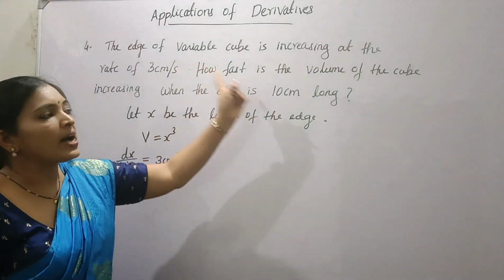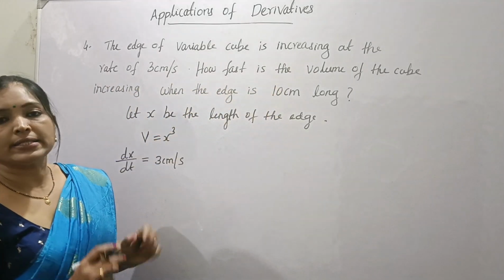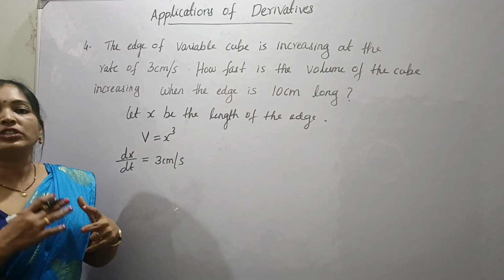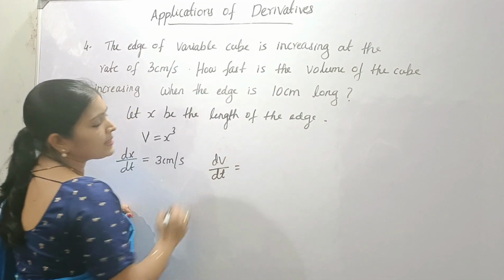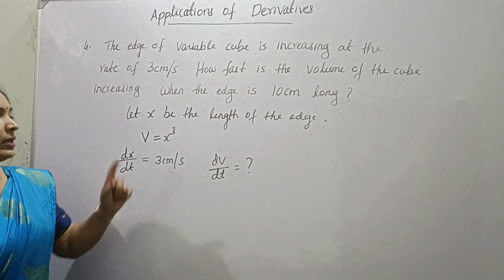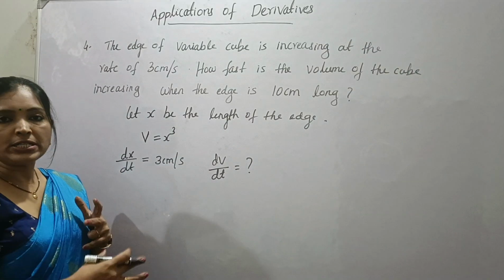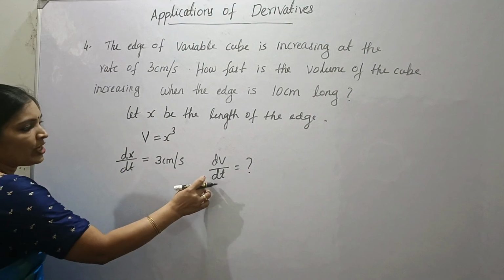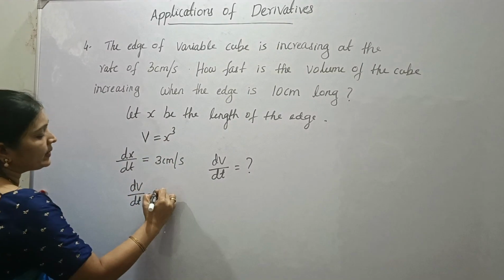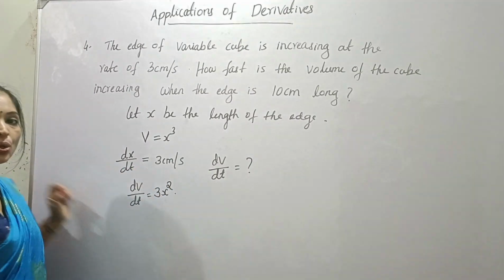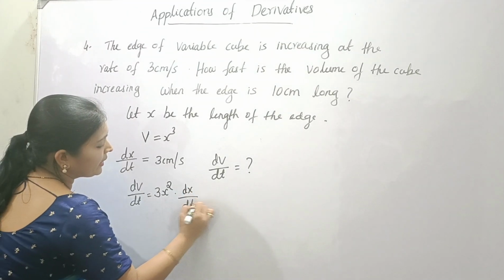We have to find how fast the volume of the cube is increasing when the edge is 10 centimeter long. So the rate of change of volume with respect to time, that is dv by dt, is what we have to find. So v is equal to x cube. Here also we will differentiate it with respect to t, because we need to find dv by dt. So dv by dt is equal to, differentiating, 3x square into the derivative of x with respect to t, that is dx by dt.